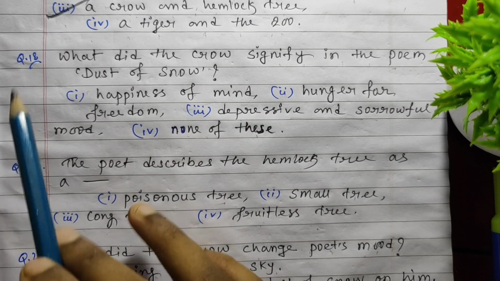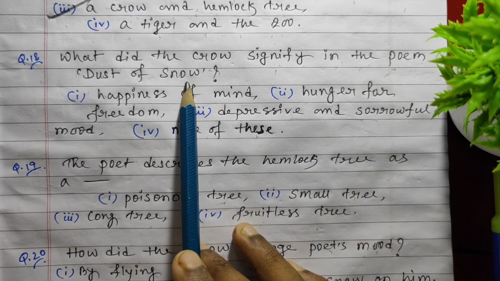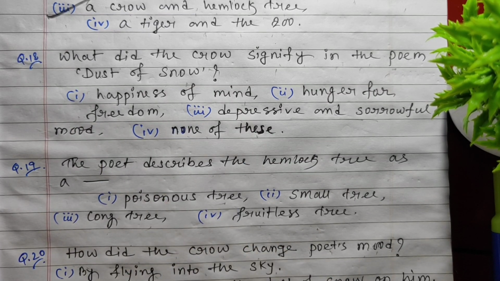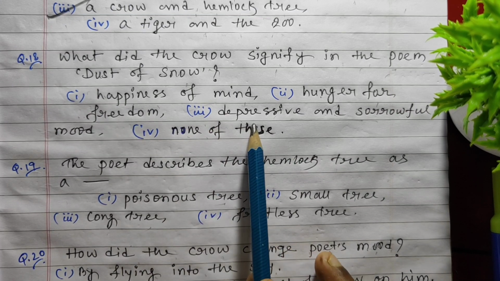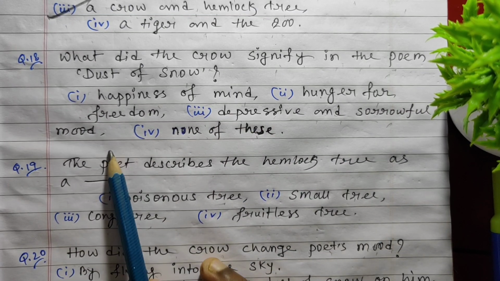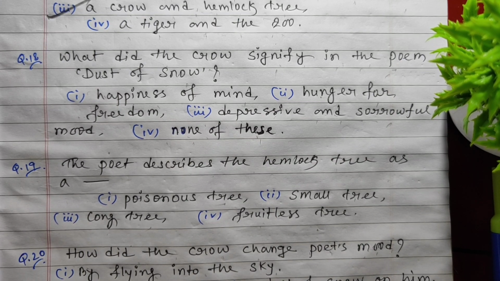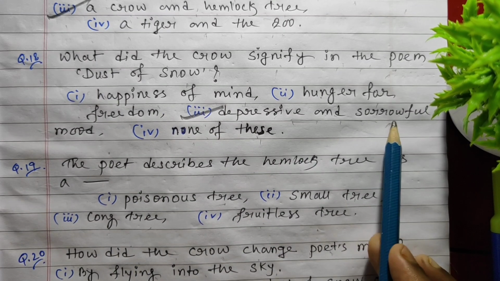Now question number 18. What did the crow signify in the poem Dust of Snow? And the options are number 1 happiness of mind, number 2 hunger for freedom, number 3 depressive and sorrowful mood, and the last one is none of these. And the correct option is number 3 depressive and sorrowful mood.